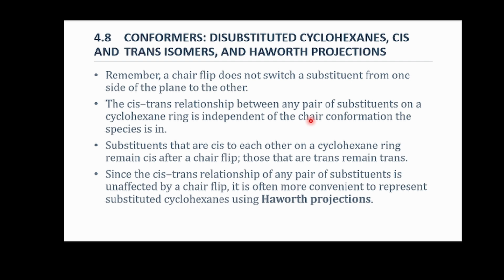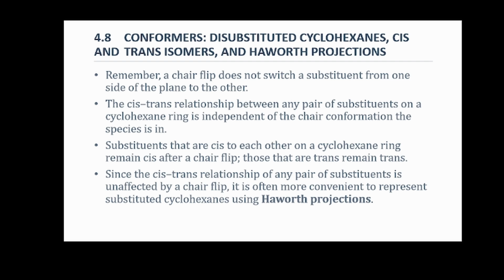Remember that when we flip the chair, we're not going to switch a substituent from one side of the plane to the other. The cis-trans relationship between any pair of substituents on the cyclohexane ring is independent of which chair conformation your species is in. If they were on the same side before, they're still going to be on the same side. Just like when you flip an actual chair, the legs stay on the same side, and one leg doesn't suddenly come to the other side just because you flipped the chair. That'd be called breaking the chair.